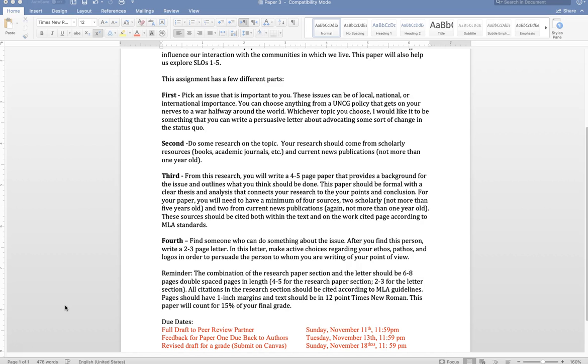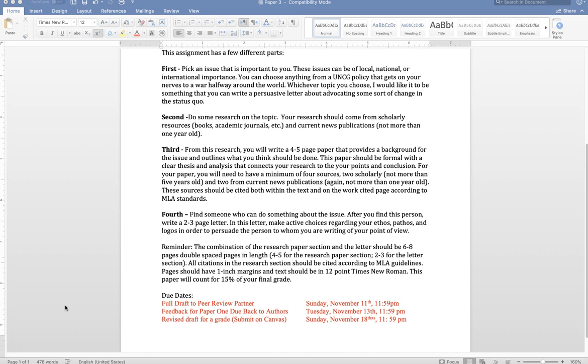So pages should have 1-inch margins. The text should be in 12 point Times New Roman. And please do not change the size of your punctuation, because that is an old trick. This paper is going to count for 15% of your final grade.